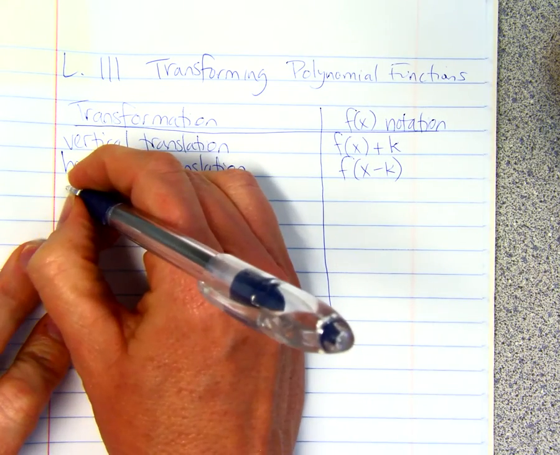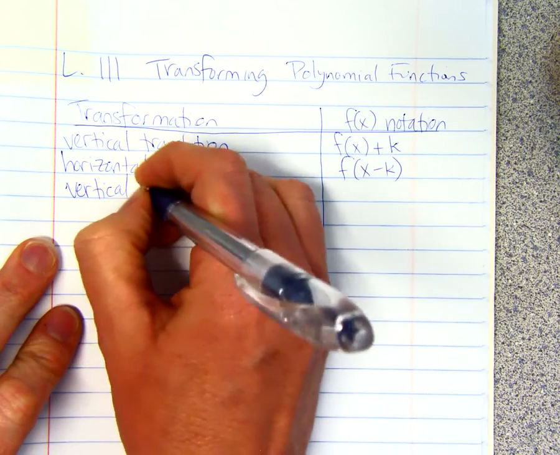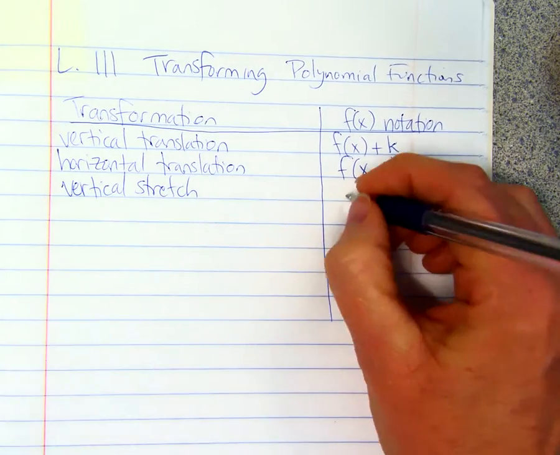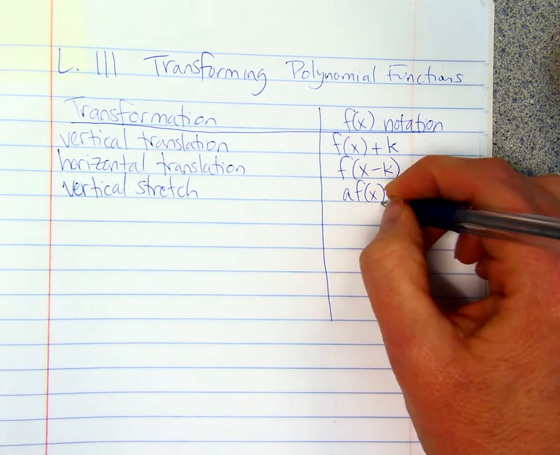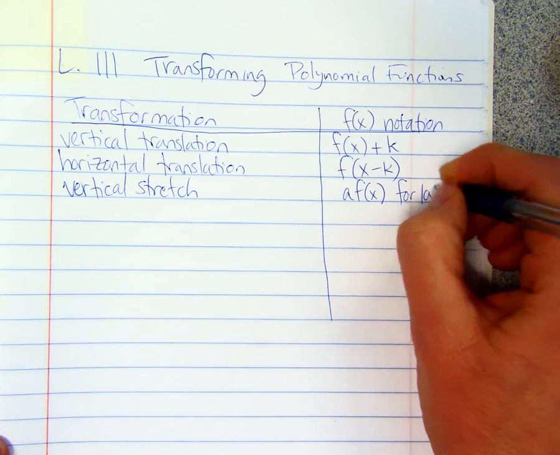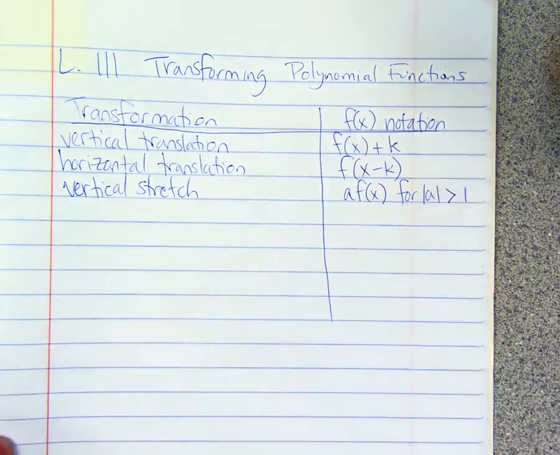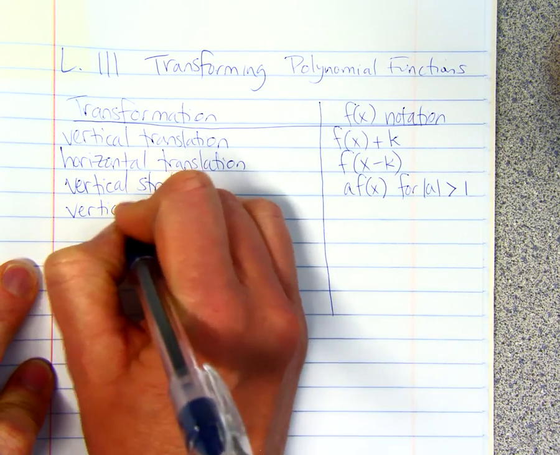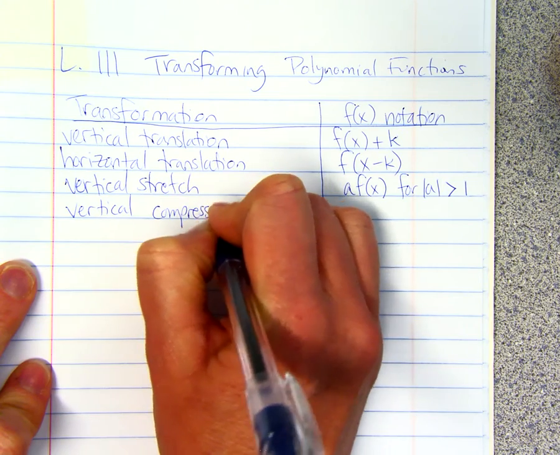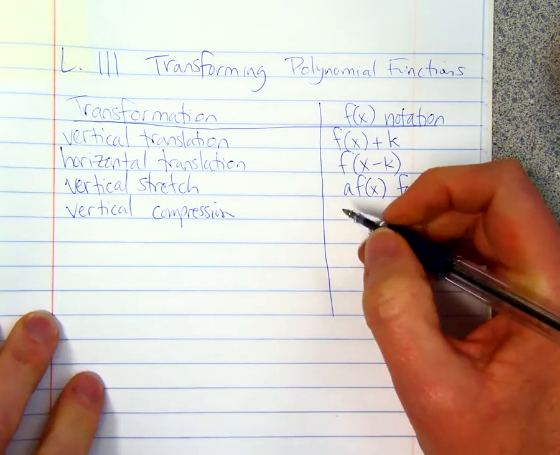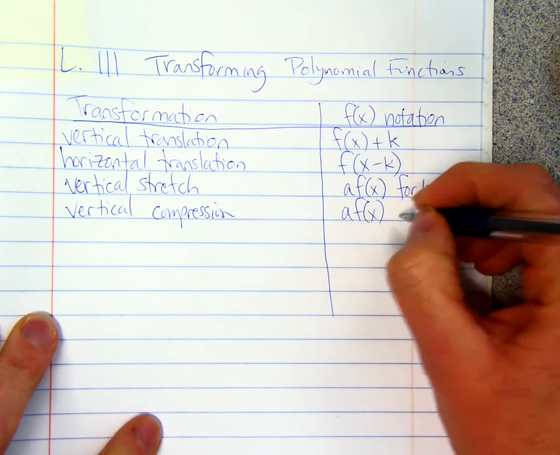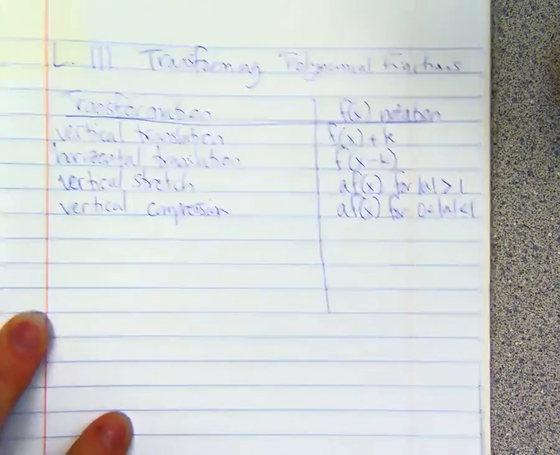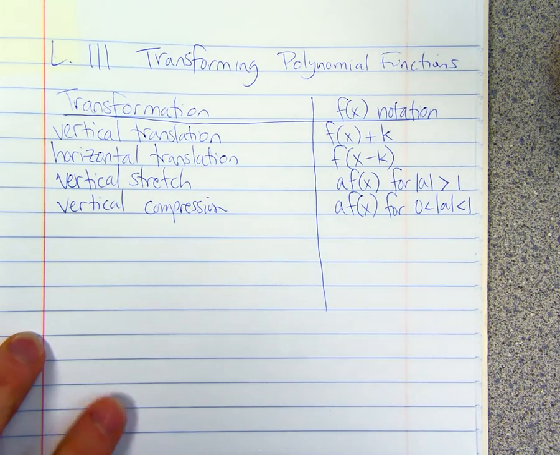Then we have what's called a vertical stretch. So it's getting taller and skinnier. You have some number a times the function f of x, and the absolute value of a will be greater than 1. A vertical compression is a times f of x for 0 is less than the absolute value of a is less than 1. That's when it's between 0 and 1.